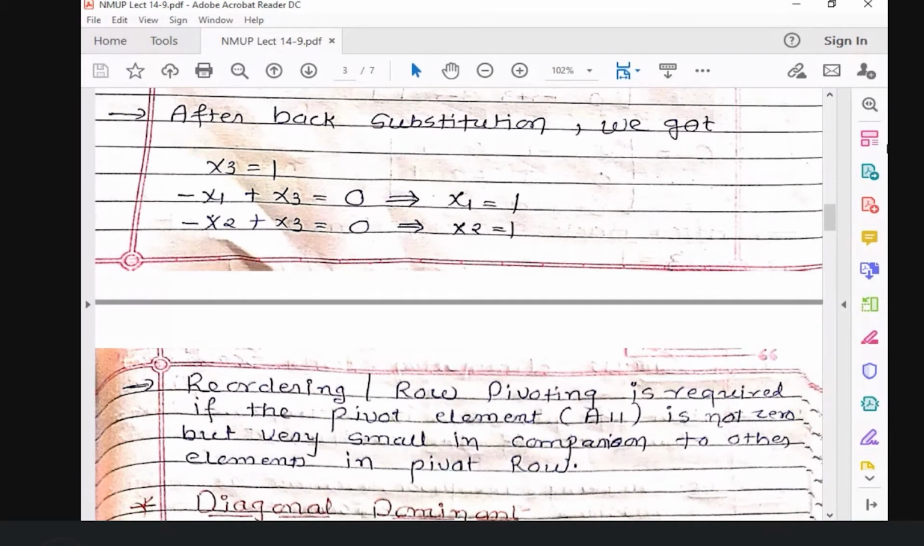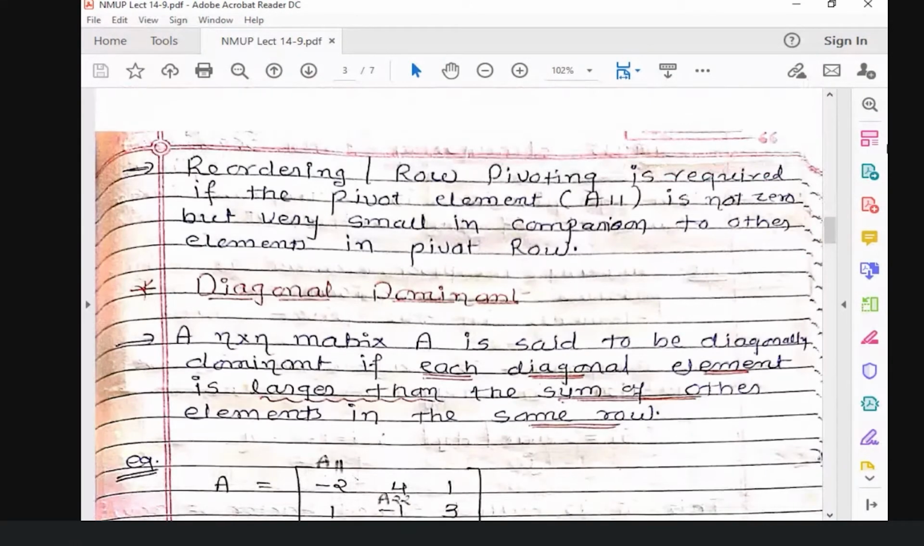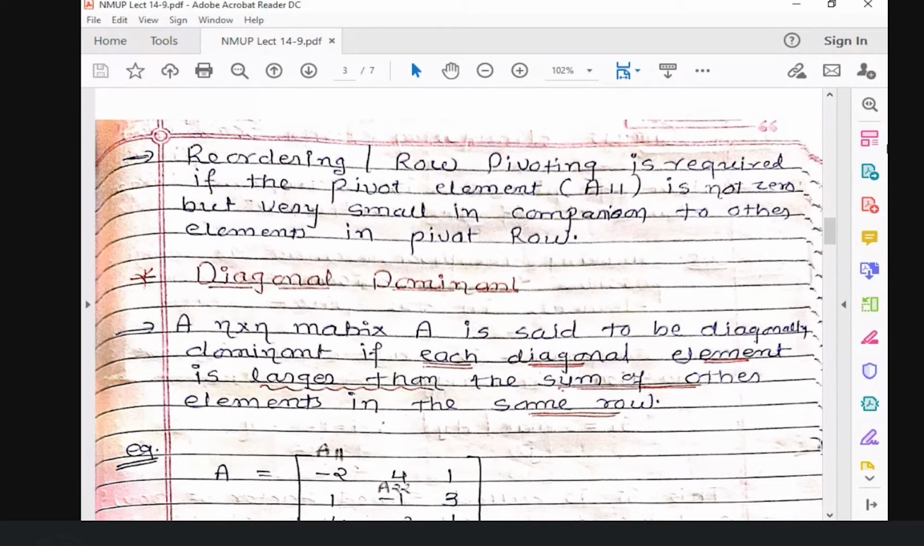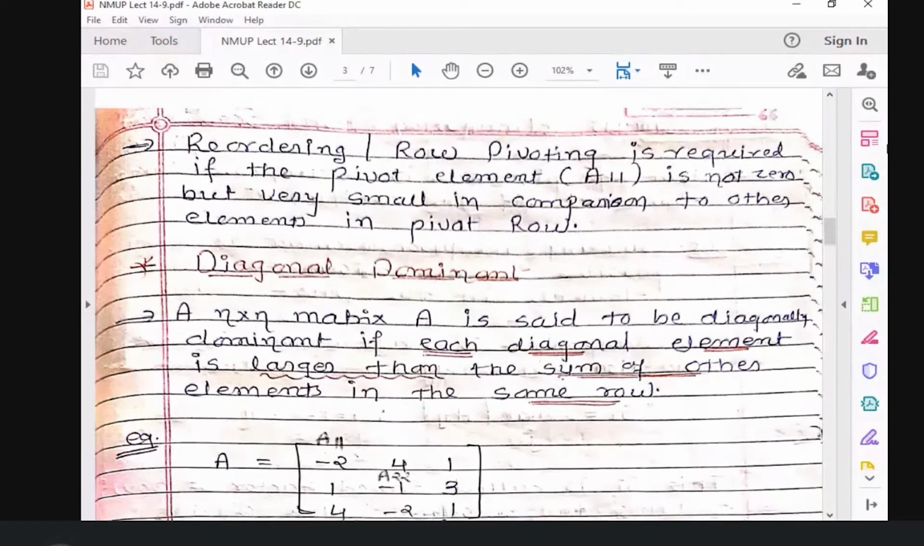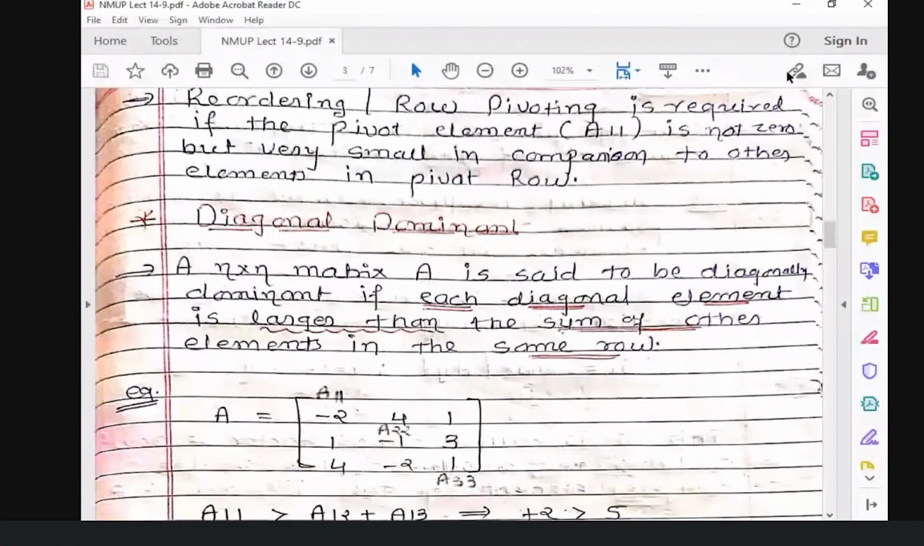Okay, fine. Now, the next concept is the diagonal dominant. So what do we mean by diagonal dominant? Diagonal dominant is used for an n cross n matrix. Suppose an n cross n matrix is said to be diagonally dominant if each diagonal element, so the diagonal elements are A11, A22 and A33, right? These are the three diagonal elements in our matrix. Each diagonal element is larger than the sum of the other elements in the same row.